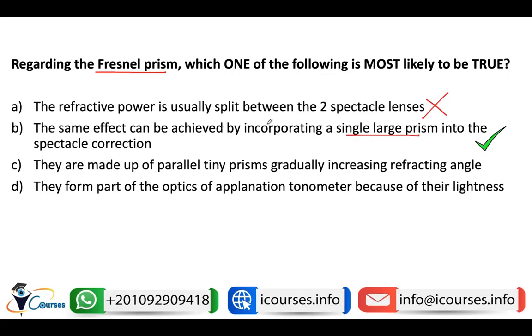This is correct because, as I mentioned, the Fresnel prism provides the same prismatic power as a conventional prism, but we are just making it smaller and thinner. How does it do this? By having parallel tiny prisms that have the identical refracting angle. They are not gradually increasing in refracting angle, and they don't contribute to the optics of the applanation tonometer, as we will mention in the instruments.